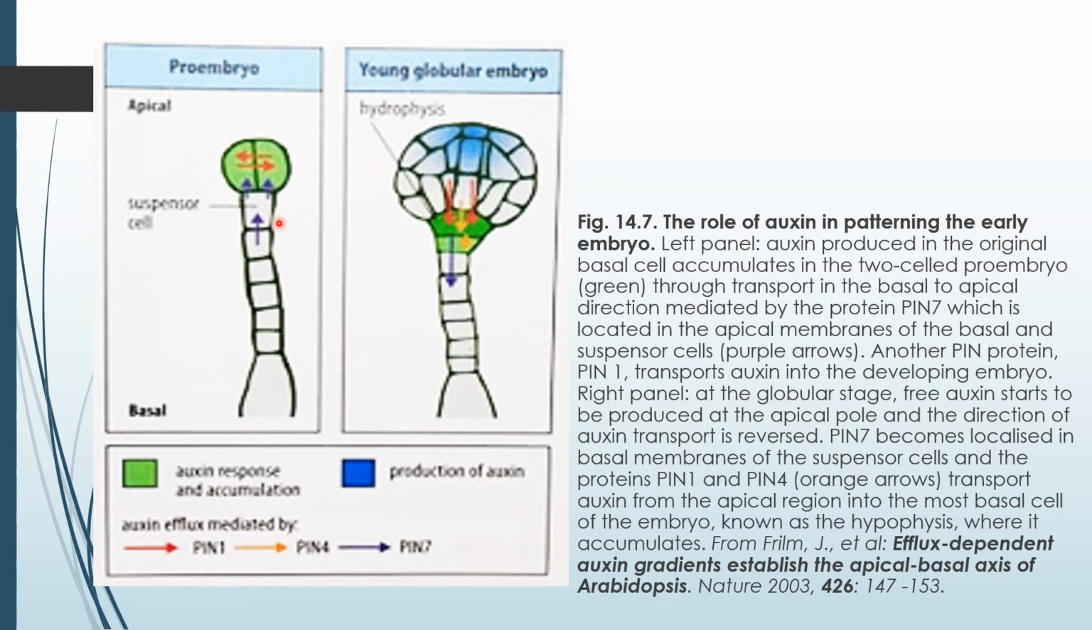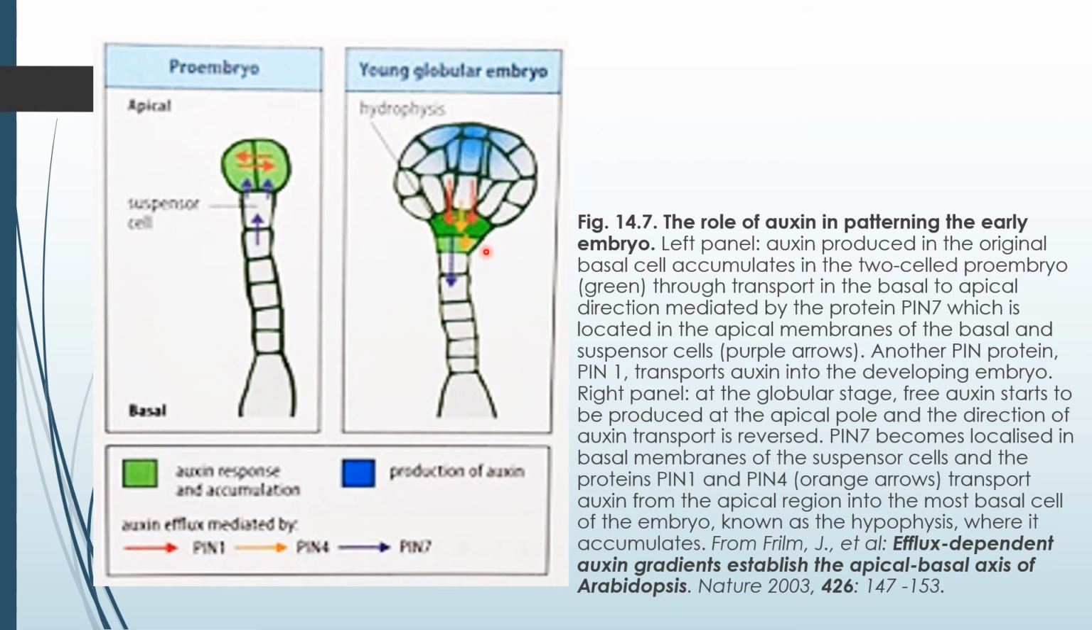So the purple arrows actually denote the part of the basal and the suspensor cells. Okay? So there's always this PIN7 that helps, which mediates the transport of this auxin going to the apical side of the proembryo. Okay, so another PIN protein, which is PIN1. So PIN1 is denoted by the red arrow, transports auxin into the developing embryo.